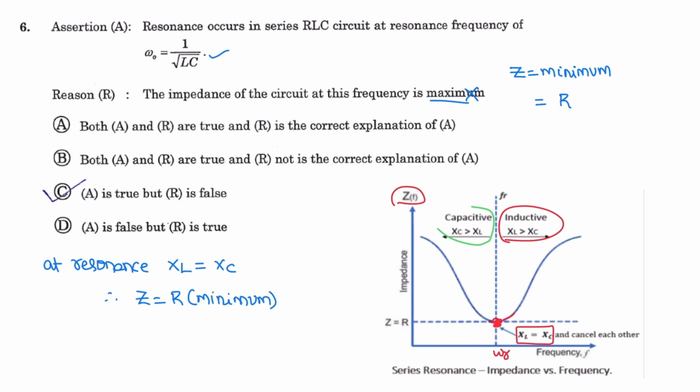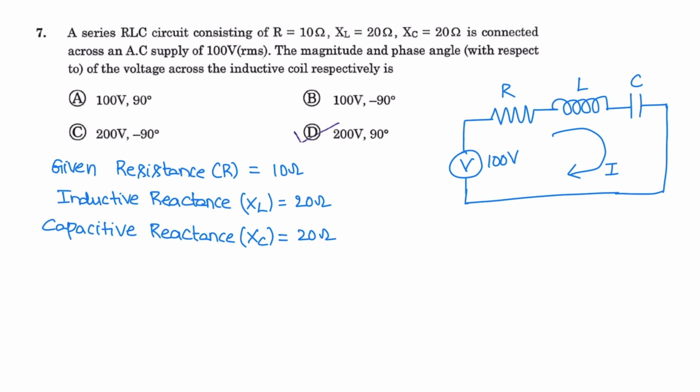Next question. A series RLC circuit consists of resistance 10 ohms, inductive reactance XL equal to 20 ohms, and capacitive reactance XC of 20 ohms. It is connected across an AC supply voltage of 100 volts RMS. The magnitude and phase angle of the voltage across the inductive coil, respectively, is. So in the question, it is clearly mentioned that XL is equal to XC. Therefore, the circuit is at resonance.